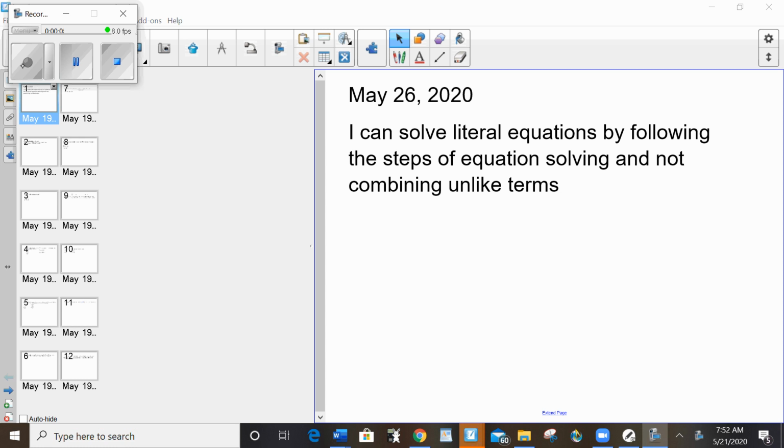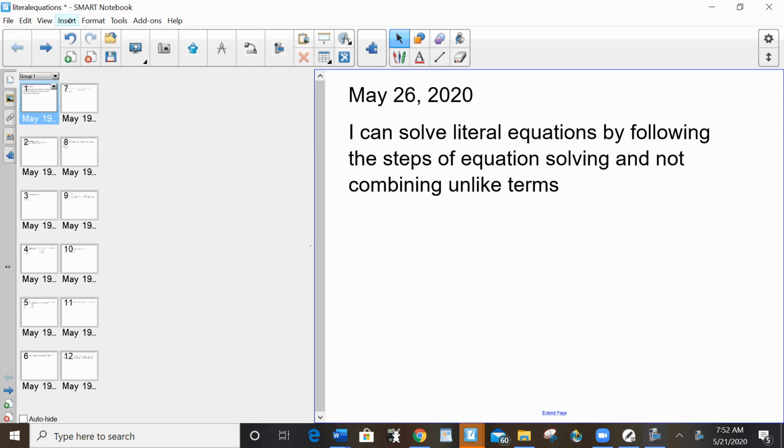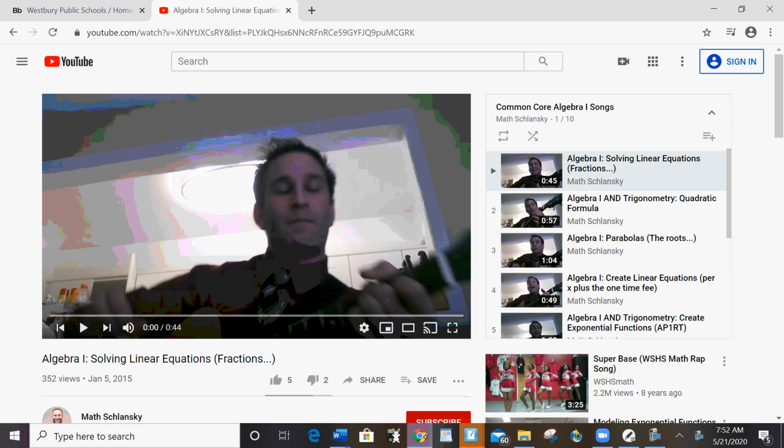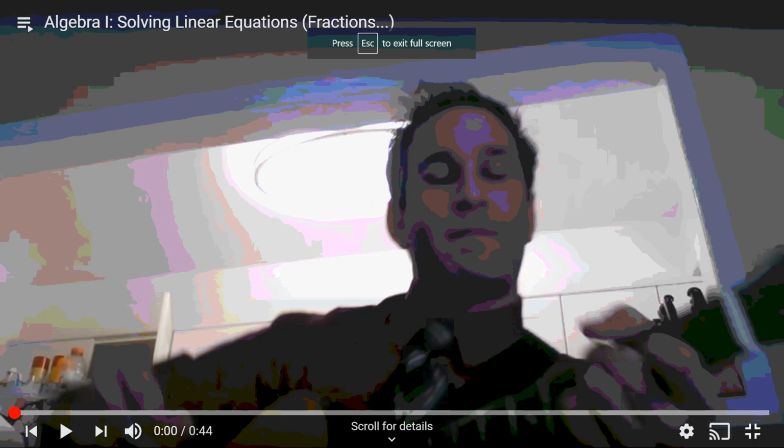Today I can solve literal equations by following the steps of equation solving and not combining unlike terms. That's the key to literal equations. You're going to have unlike terms, so don't combine them. So we're going to follow the steps of regular equation solving, so why not watch our linear equations solve.